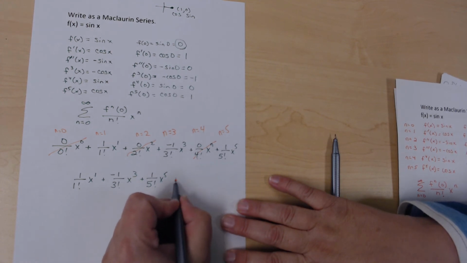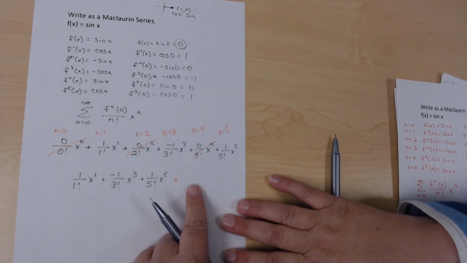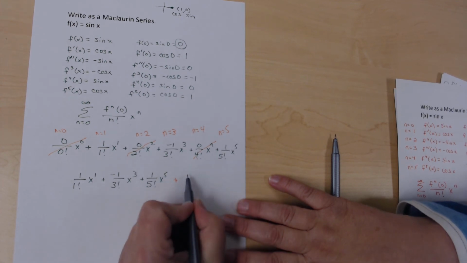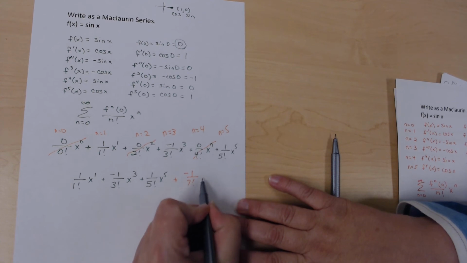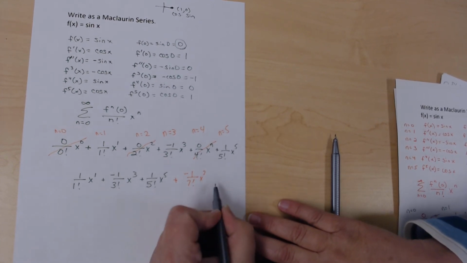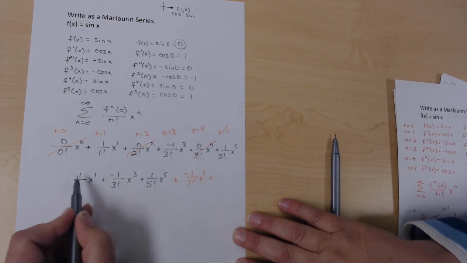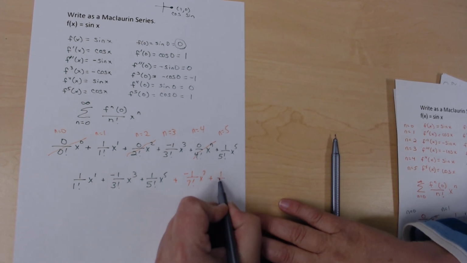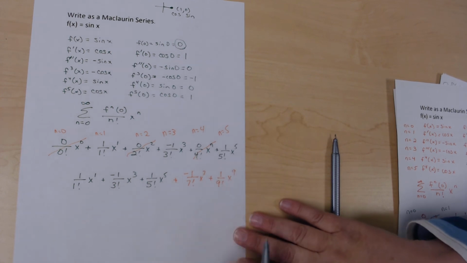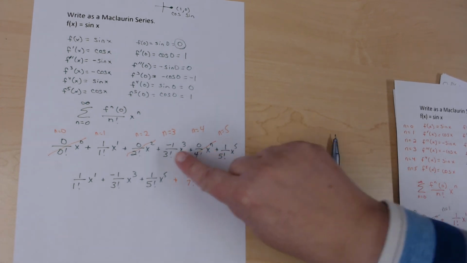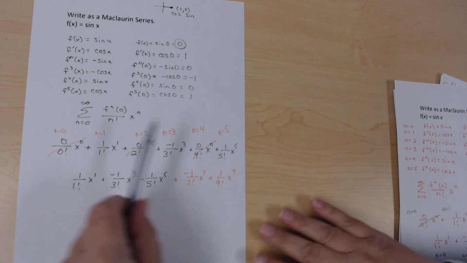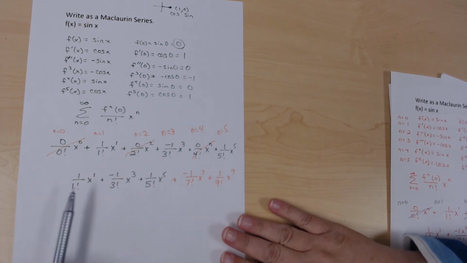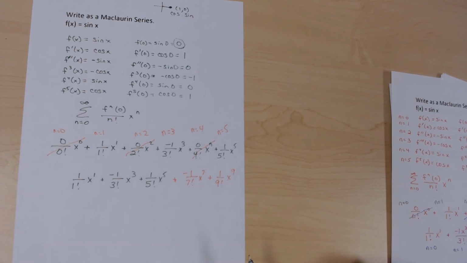So the next one would be, and again, this is only if you need it. You don't have to do this, but it would be -1, 7 factorial x to the 7th. And if we needed one more, it alternates, so this would be +1, 9 factorial x to the 9th. Okay, because those even ones are going to be 0 and they're going to drop out. If you're not sure, then you would have to do more just to be sure, but I think you can kind of start to see the pattern.